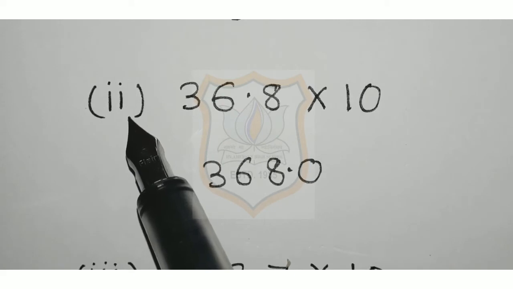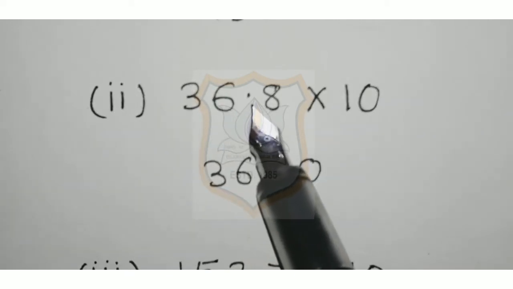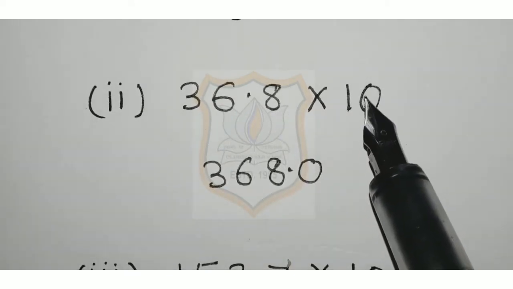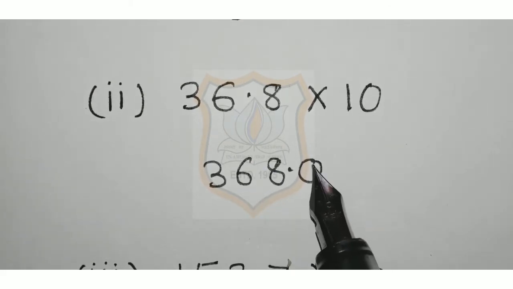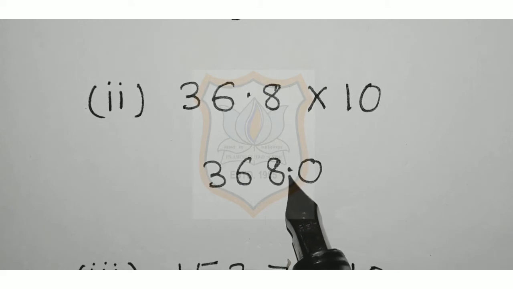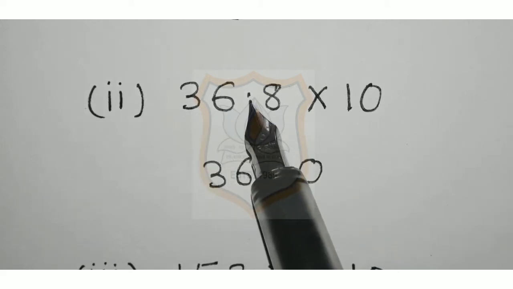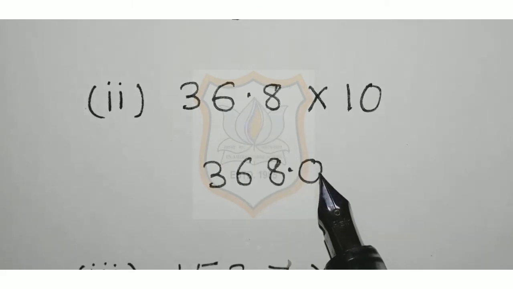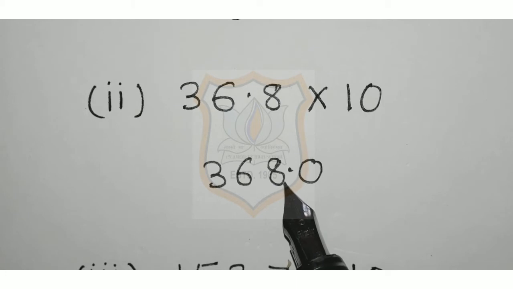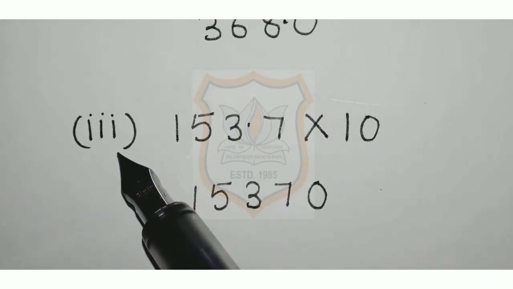Second part of question number 3 is 36.8 multiplied by 10. We will just put 0 behind 368 and then 0 behind it. And then we will put decimal after 1 digit, because in 36.8 decimal is after 1 digit. So in answer it will come after 1 digit. So our answer will be 368.0.